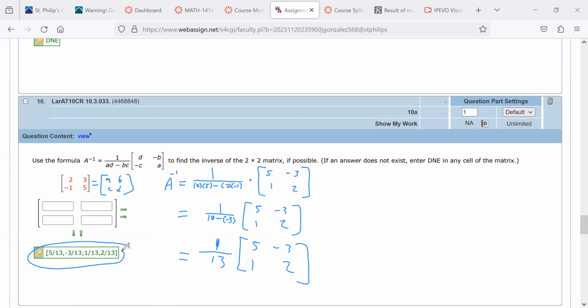When they write it this way, they're basically saying 5/13, -3/13, 1/13, 2/13. But again, I would just use a solver and be done with it. Okay. Any questions on these ideas so far? Is that all right? That makes sense?